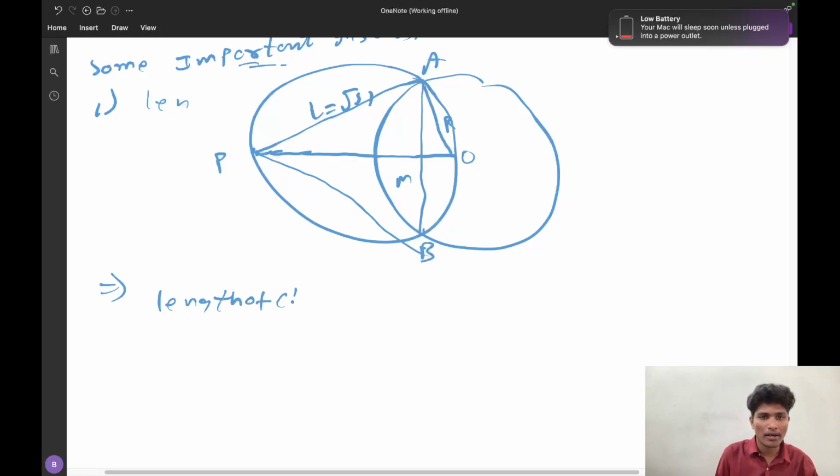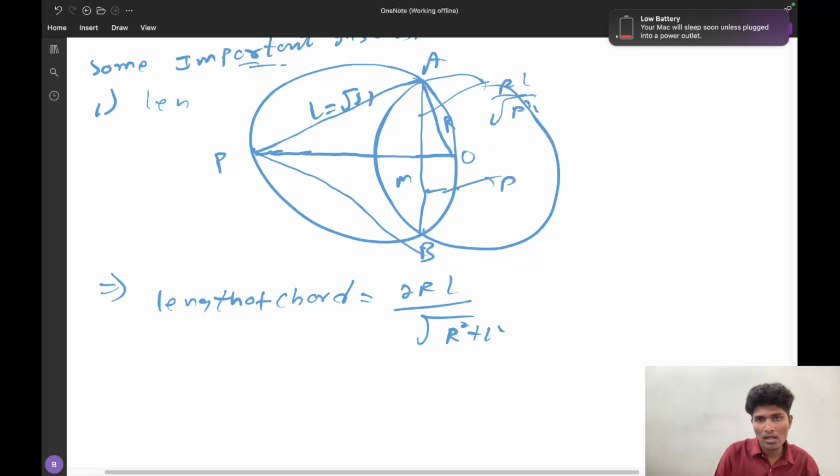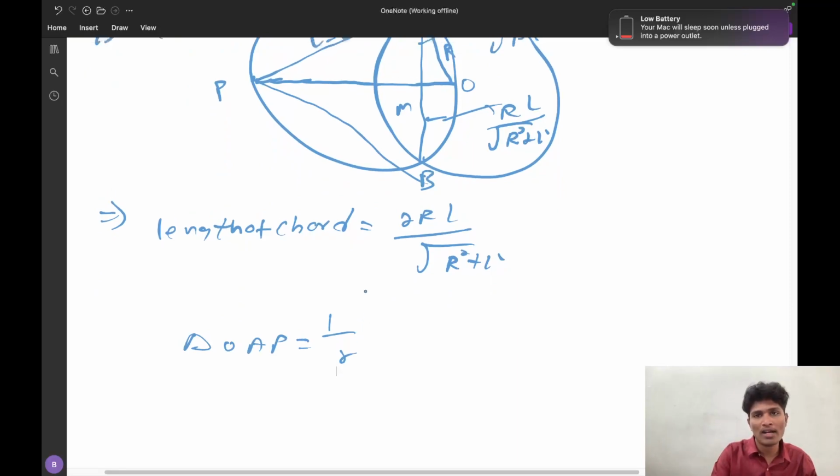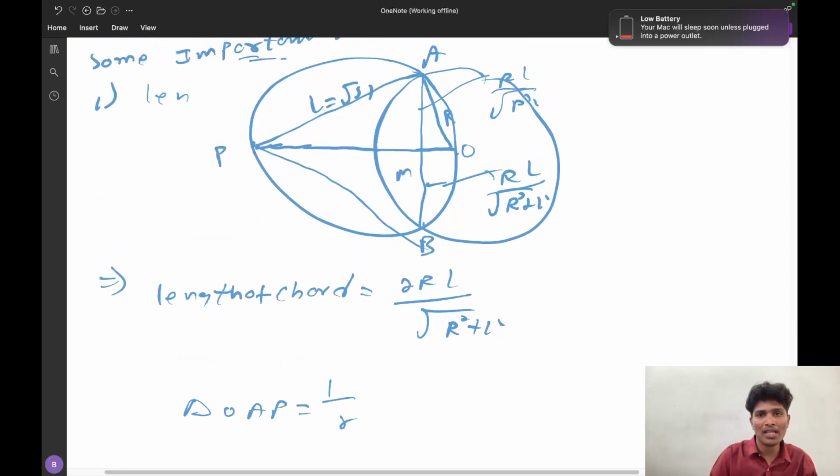Length of chord is equal to 2RL divided by root of r square plus L square. That is, this length will be RL divided by root of r square plus L square, and this length will also be RL divided by root of r square plus L square. By adding these two, we get 2RL divided by root of r square plus L square. And what is the area of triangle OAP?